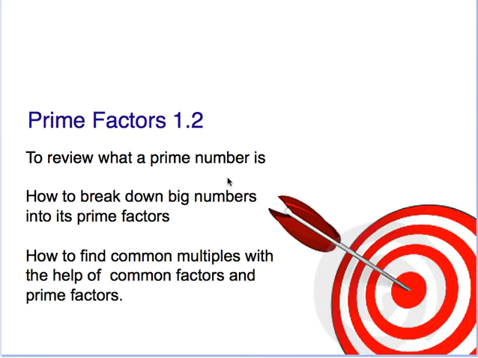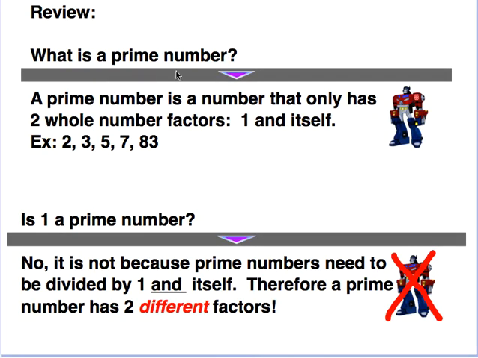All right, grade eights, this is a review for section 1.2. We're going to be talking about prime factors. And in order to look at prime factors, we got to realize what a prime number is. So a prime number, surprise, is a number that only has two whole number factors. And those factors have to be 1 and itself.